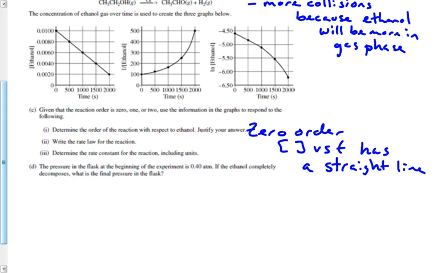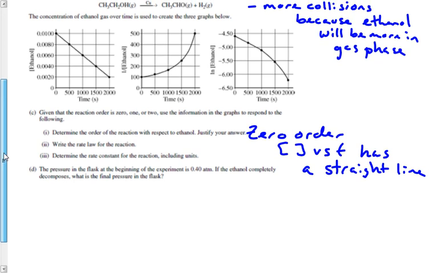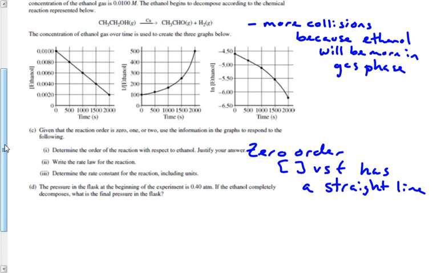Part II. Write the rate law for the reaction. Rate laws only have reactants, correct? This is the shortest rate law you should ever write. Rate law, not integrated. Rate equals K times the concentration of the reactant to the upper right order, times the next reactant to its order. If you add one, upper right is the order. So in this case, it's rate equals K.